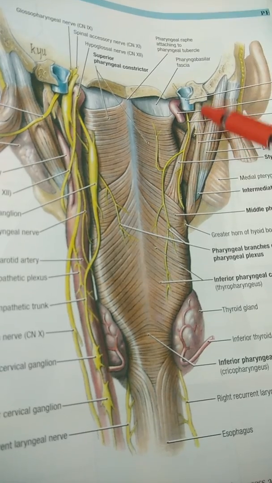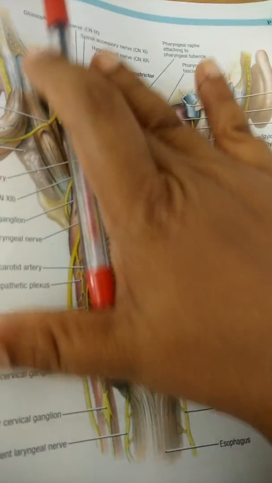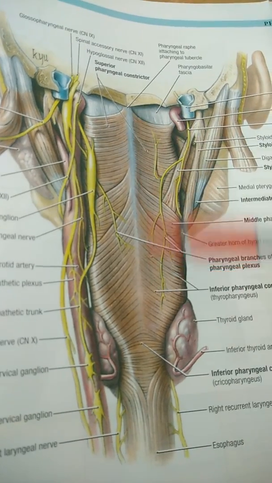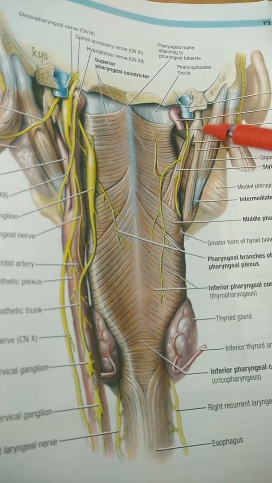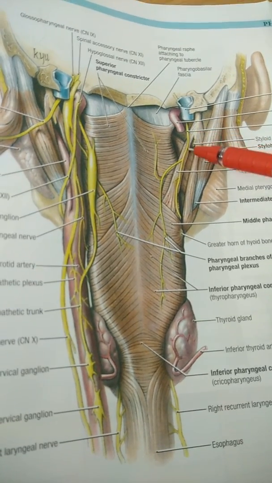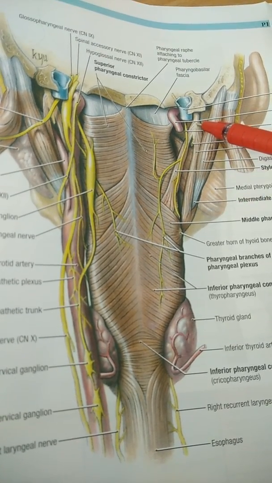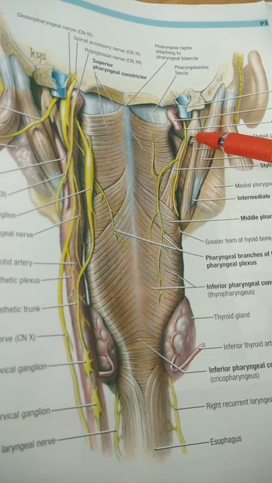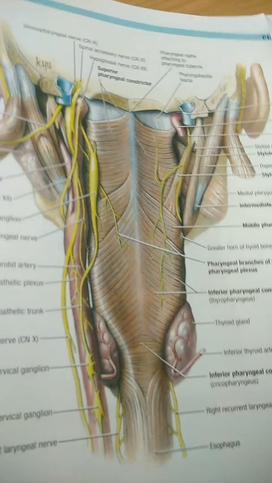Here this is our styloid process. This is the posterior view of our pharynx, so the back view. From the styloid process arises one muscle going towards the pharynx. This is known as stylopharyngeus. This is one of the longitudinal muscles.